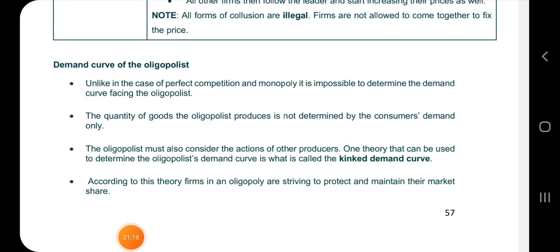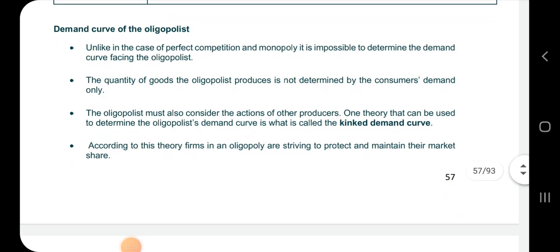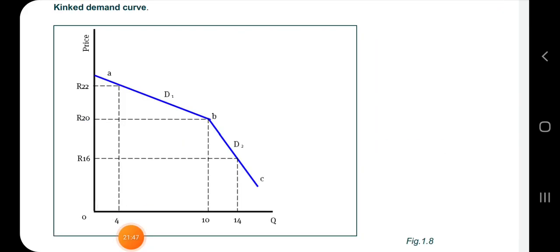So we're talking about the demand curve of an oligopolist. Unlike in the case of perfect competition or monopoly, it is impossible to determine the demand curve facing the oligopolist. The quantity of goods of the oligopolist's product is not determined by the consumer demand only. The oligopolist must also consider the actions of other producers. So it's very difficult to draw their demand curve. So this is the demand curve for oligopolists.